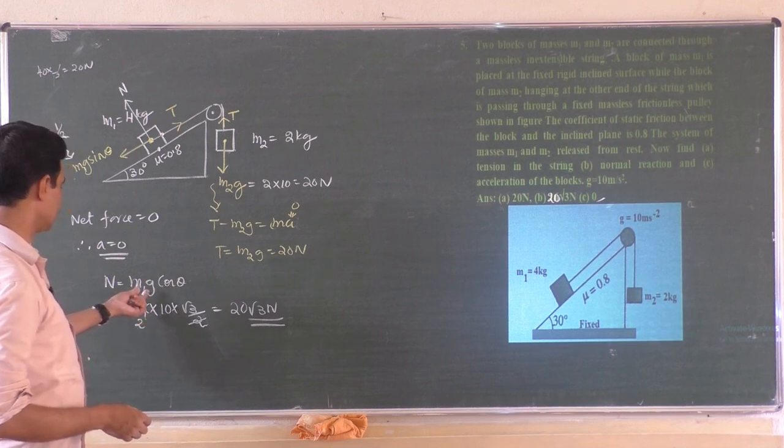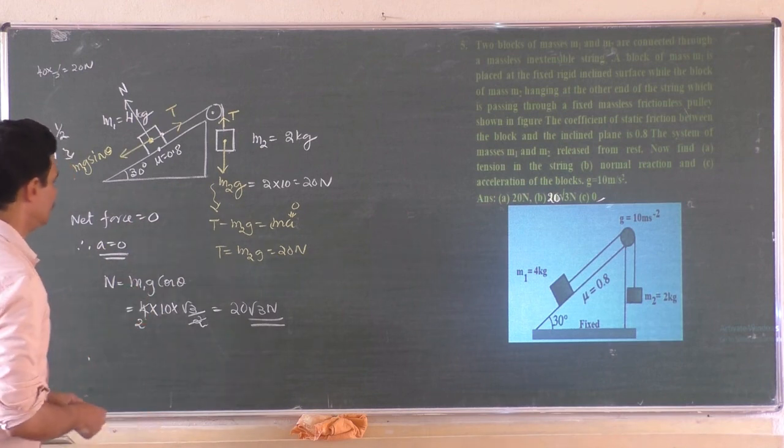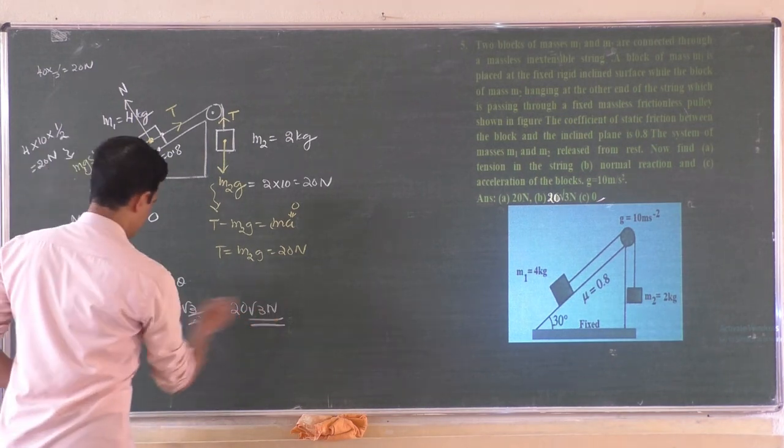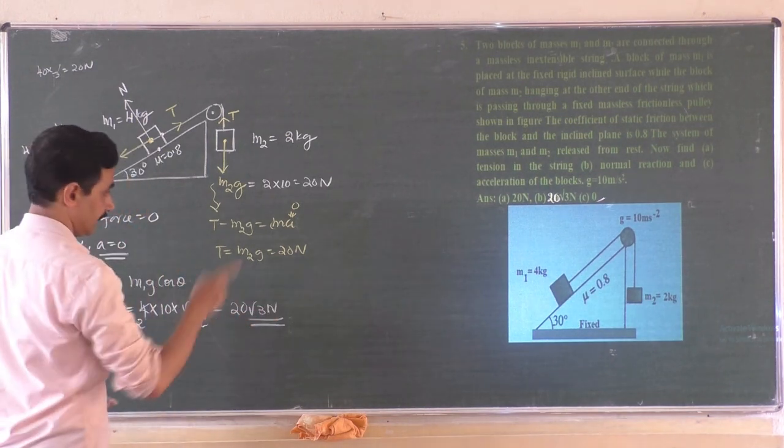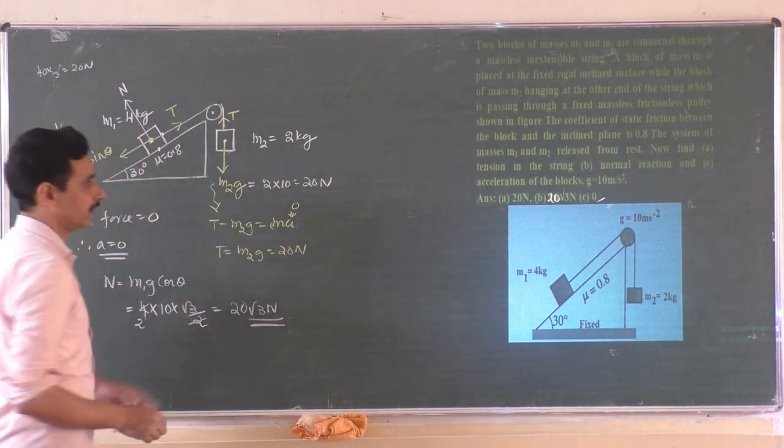Normal reaction is always mg cos theta. I think I have multiplied it by mu. That's why I got the wrong answer. It should be 20 root 3 Newton. All the things are over.